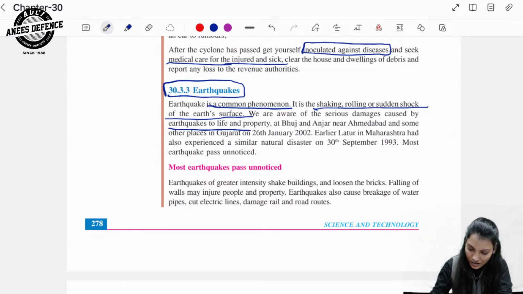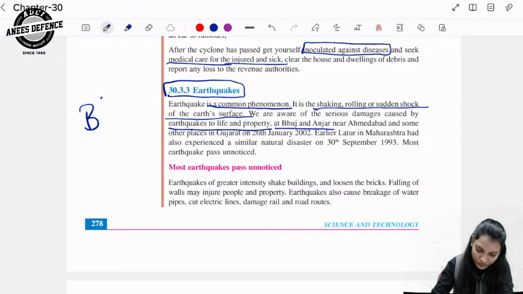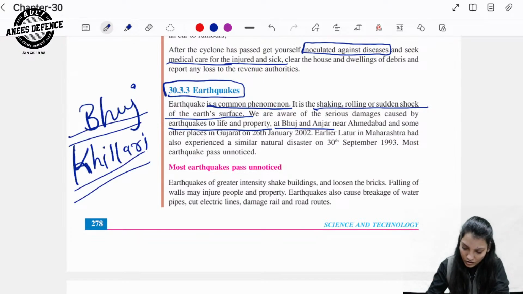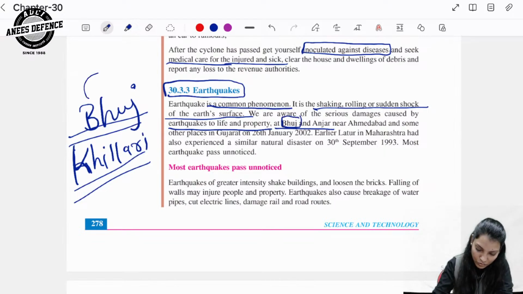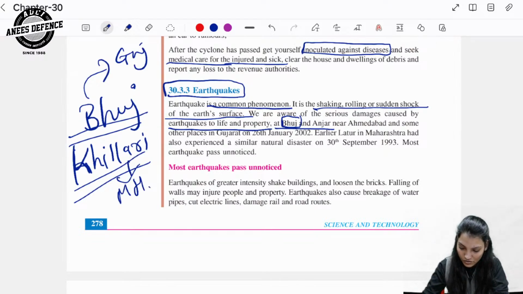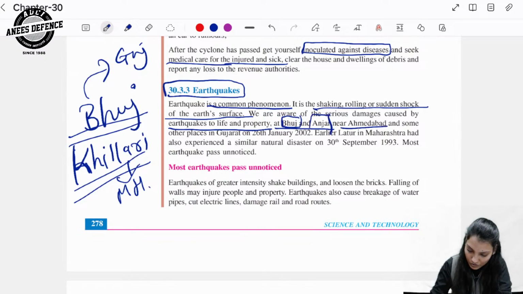You all must be aware of the earthquake which occurred in the Bhuj area. We take the example of Maharashtra, Latur district. Killari village was there, which was very famous for earthquake. If you want to quote any example, you can quote the example of Bhuj, which is in Gujarat, and Killari of Maharashtra. You can give these examples for the earthquake. Now, one more example is Anjar, which is near Ahmedabad.